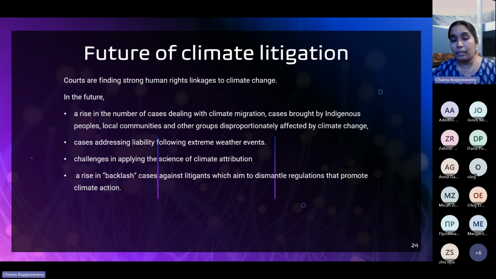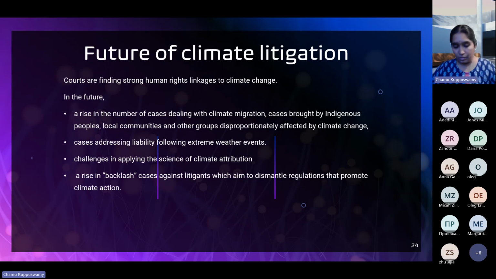A rise in backlash cases against litigants which aim to dismantle regulations that promote climate action. So this could come from various angles. It could come from the usual sources of intimidation against government action, or it could also come from other large emitters as well. And this could come in the form of counter cases. We've already seen the impact of the backlash cases. This is not a legal term, but it's a good way of understanding the types of litigation.